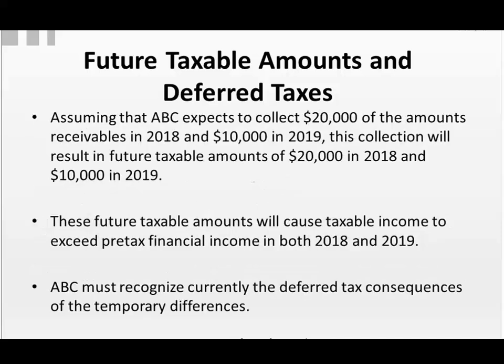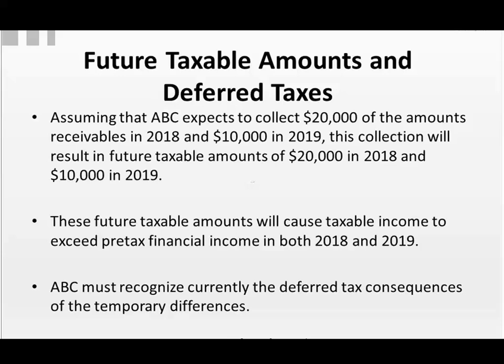What's going to happen to that difference, assuming they expect to collect $20,000 of the amount receivable in 2018 under the installment basis, and $10,000 in 2019. So that will result in future taxable amounts of $20,000 in 2018 and $10,000 in 2019. Everybody with me, I hope? The future taxable amounts will cause taxable income to exceed pre-tax financial income in both 2018 and 2019. All right? In other words, taxable income in 2017 will be less than book income by $30,000. But then in the following 2 years, it'll be more by $30,000.